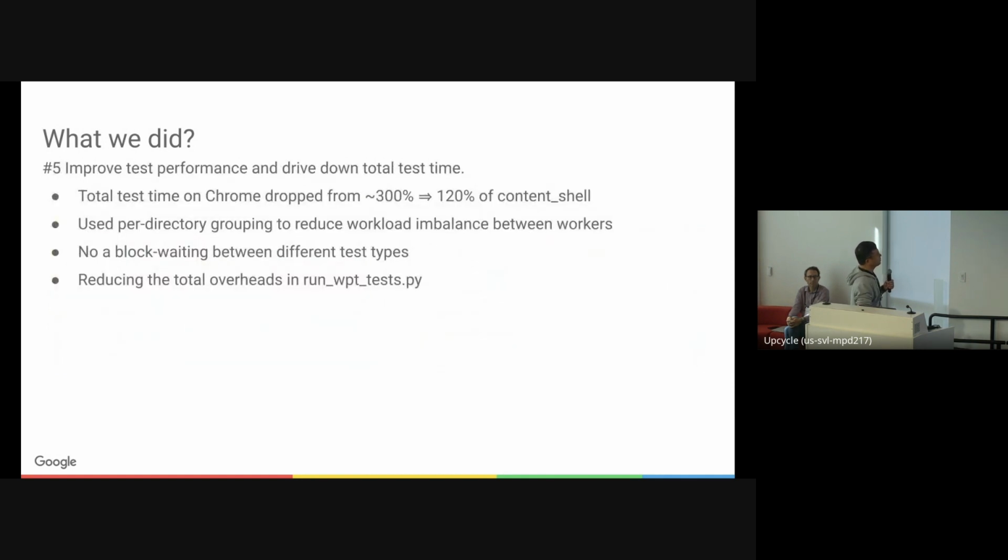For performance, we reduced the total test time from previously three times slower compared to content shell to now 20% slower than content shell. What we did: we used a smarter grouping algorithm to reduce workload imbalance between workers. Also, we removed a blocking waiting point when running different test types. Previously, we had to wait for one type of test to finish completely before starting a new test type. Also, we are working on reducing the overheads when using run_wpt_tests.